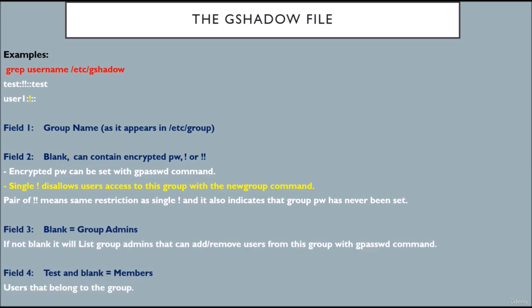A pair of 2 exclamations means the same restriction as a single exclamation, and it also indicates that the group password has never been set. Field 3 could be blank, or it can have a group admin. If not blank, it will list group admins that can add and remove users from this group with the gpasswd command. Field 4 can be blank, or it can show the users that belong to this particular group.